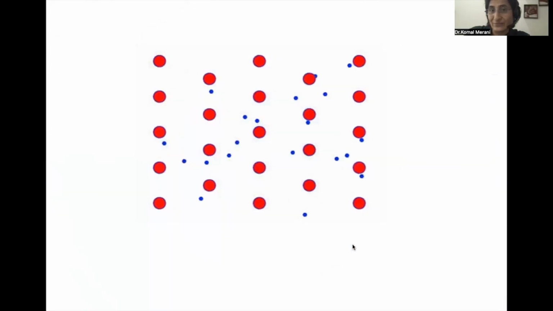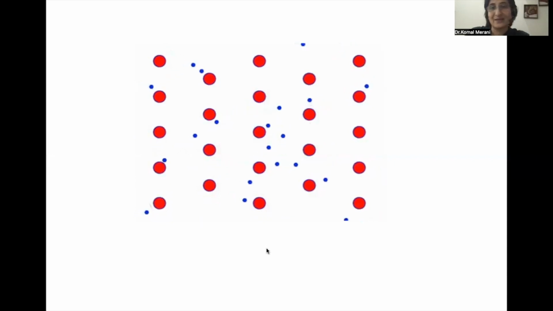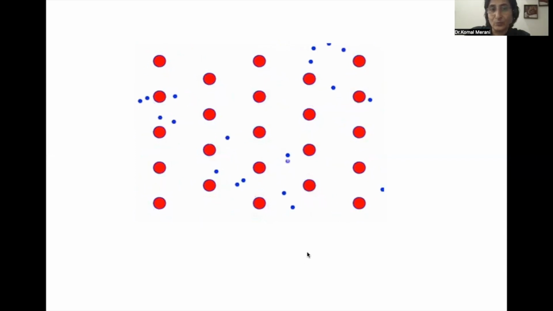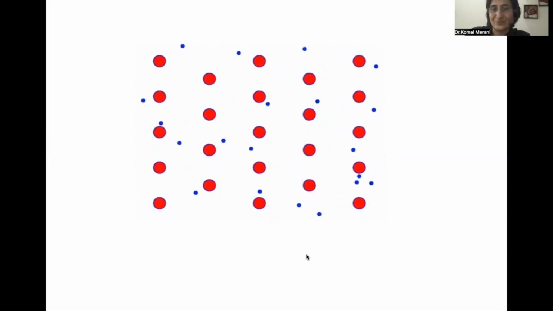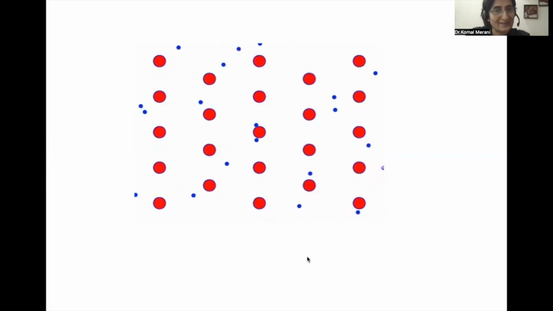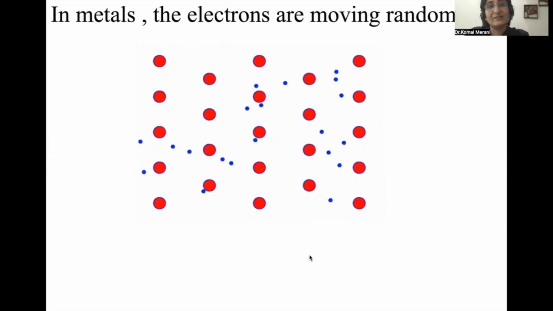Well, let's dive into the copper wire and see its atoms. The red circles shown here are the atoms of the copper wire, and the blue small circles are the moving electrons, the free valence electrons. But how are they moving? They are moving randomly.